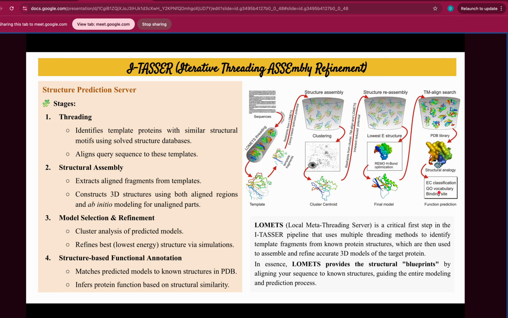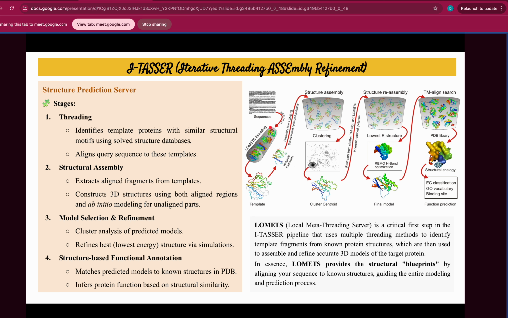For example, if the structure of our protein which we have predicted matches some other protein structure, then we will see what the gene of that protein was, or what its functionality was. So in that way we can annotate its functional information. We can also look for the binding sites. So these are known as functional predictions. This is how I-TASSER is helpful in predicting the structure of the protein.